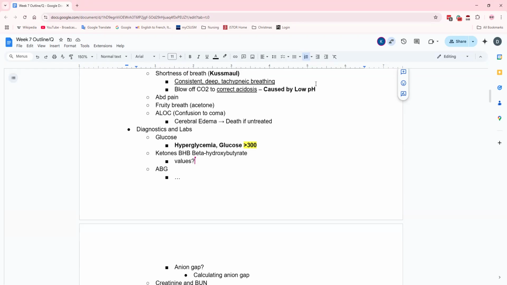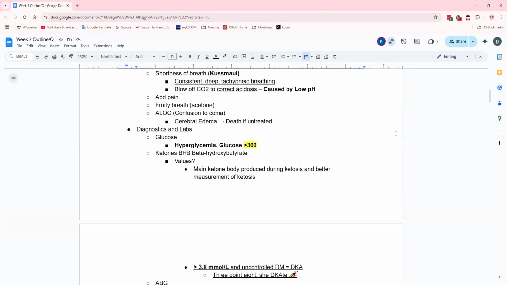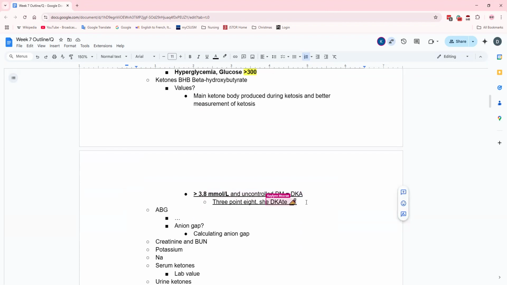So know your values for this. This one is the main ketone body produced, so it's a good measurement for ketosis. I have a dumb way of remembering this. I see Ryan put this one is greater than 3.8, should normally be less than 0.28. I had to figure out where the dot was here. So here we go, right here. This is my little saying: 3.8, she DK8. If that helps you, cool. If it doesn't, ignore it. But that's how I remember it, unfortunately.